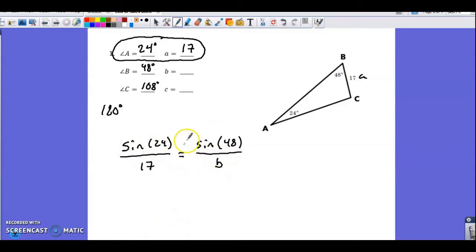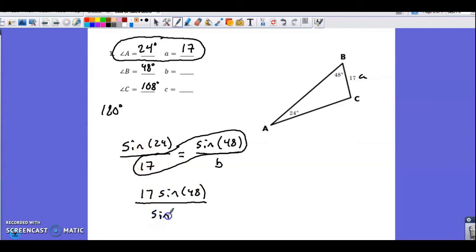To solve a proportion, you cross multiply. Start with the pair going across that are all numeric, no variables. So you want to multiply the 17 and the sine of 48, and then divide that by what's left over, which is the sine of 24. And that will equal B. Then I'm going to go over to the calculator in a second.